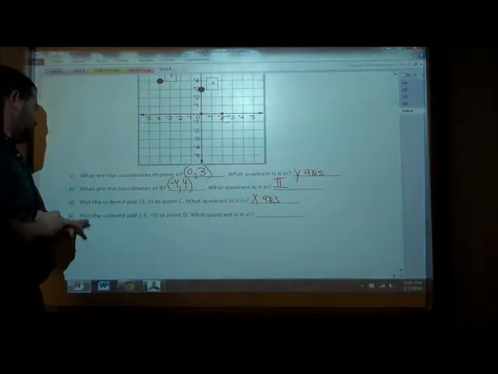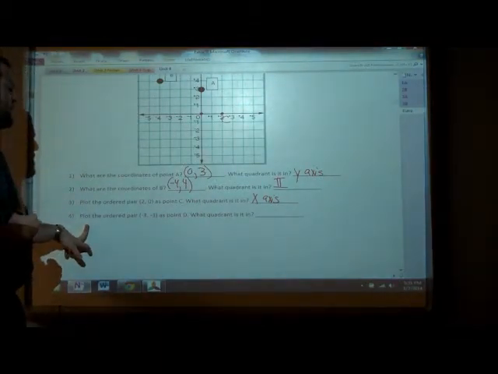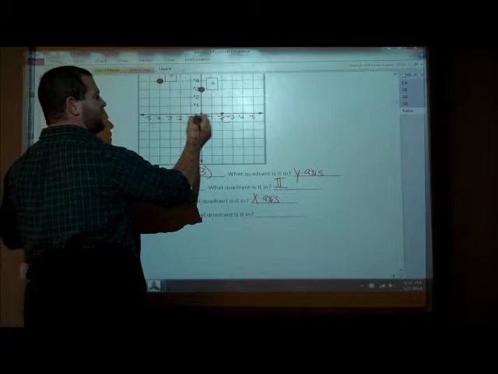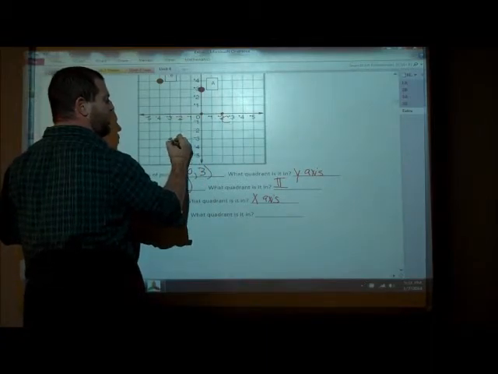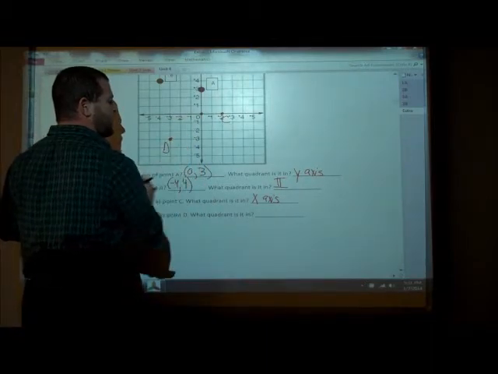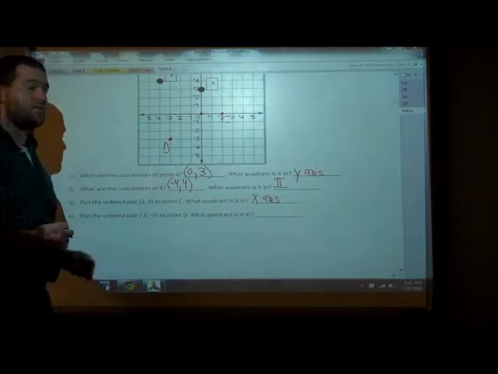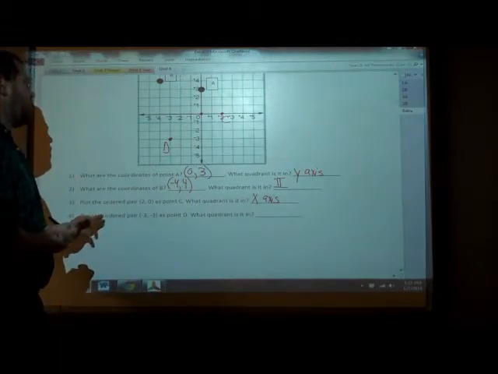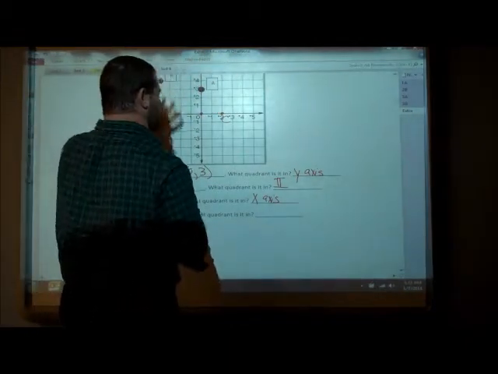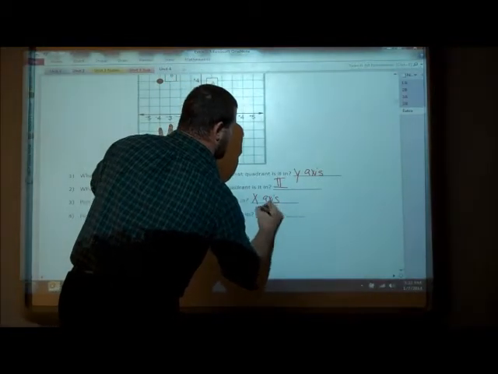Lastly, plot the ordered pair negative 3, negative 3 as a point D. So I go left 3, I go down 3, I put my point, there it is. I put my D, because I've got to make sure that you label all of your points. And what quadrant is it in? It's in 1, 2, quadrant 3.